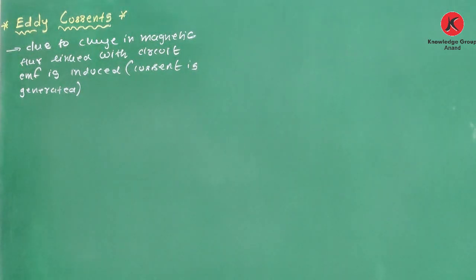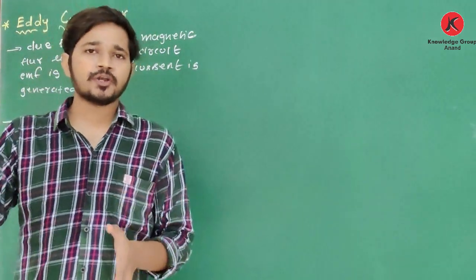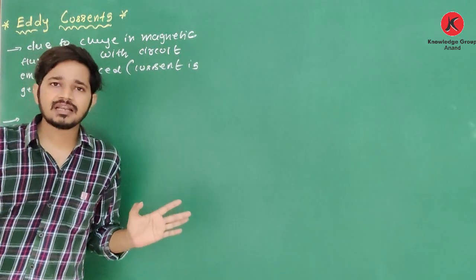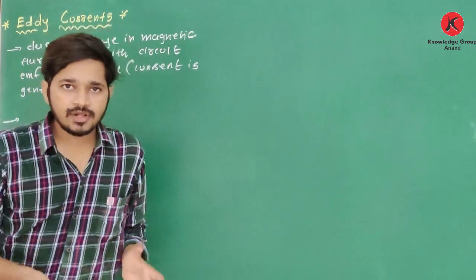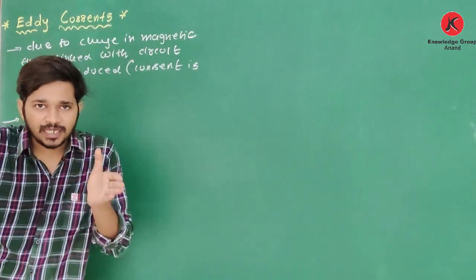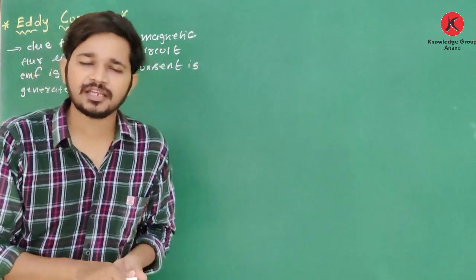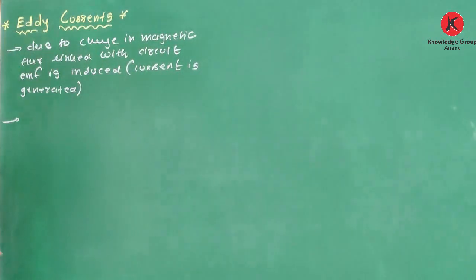What is eddy current? Due to change in magnetic flux linked with a circuit. If we take conductors, metal objects, metal bodies, some appliances made up of metal, and they are under the influence of changing magnetic flux, then yes, currents are produced in such metals.